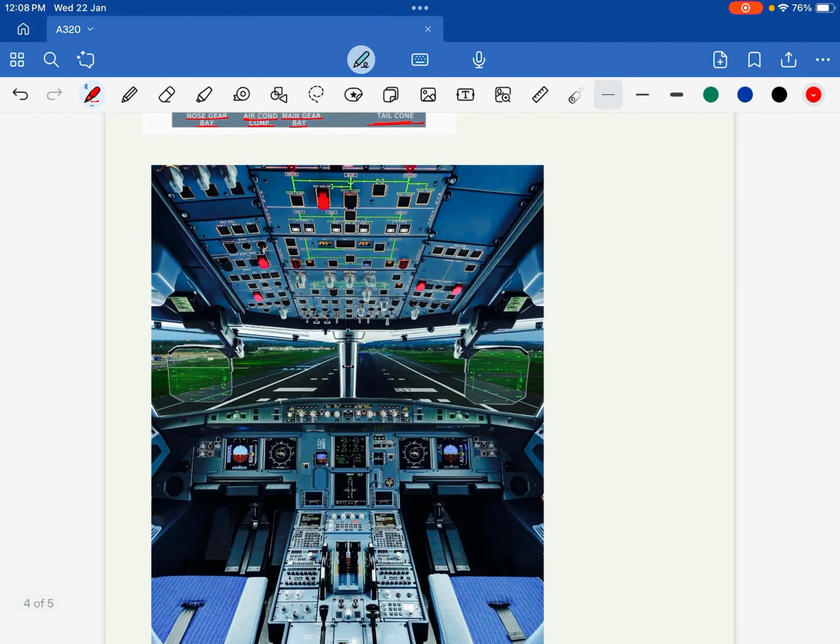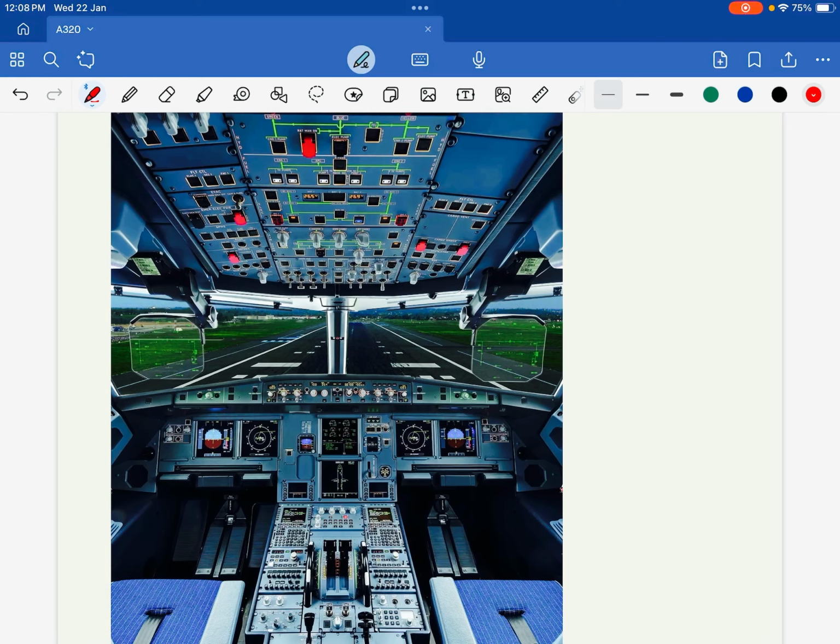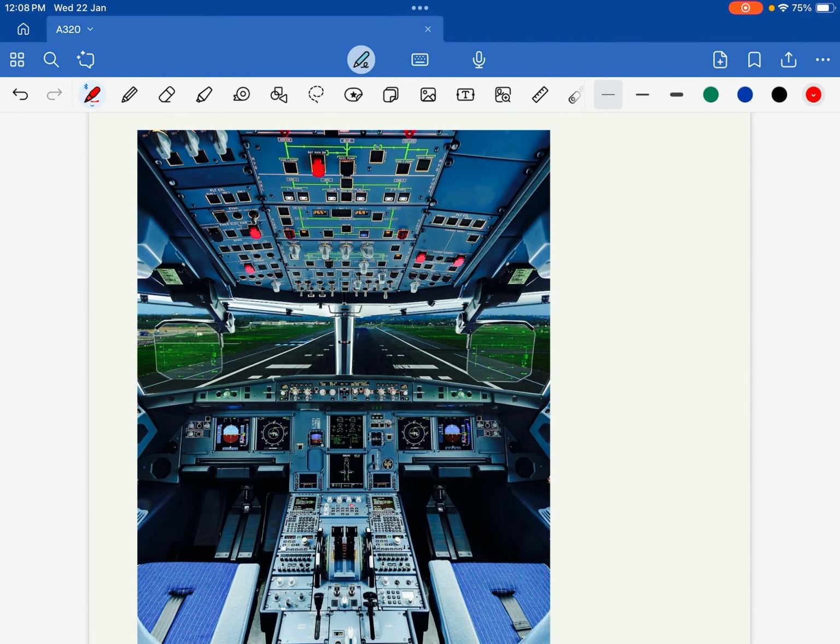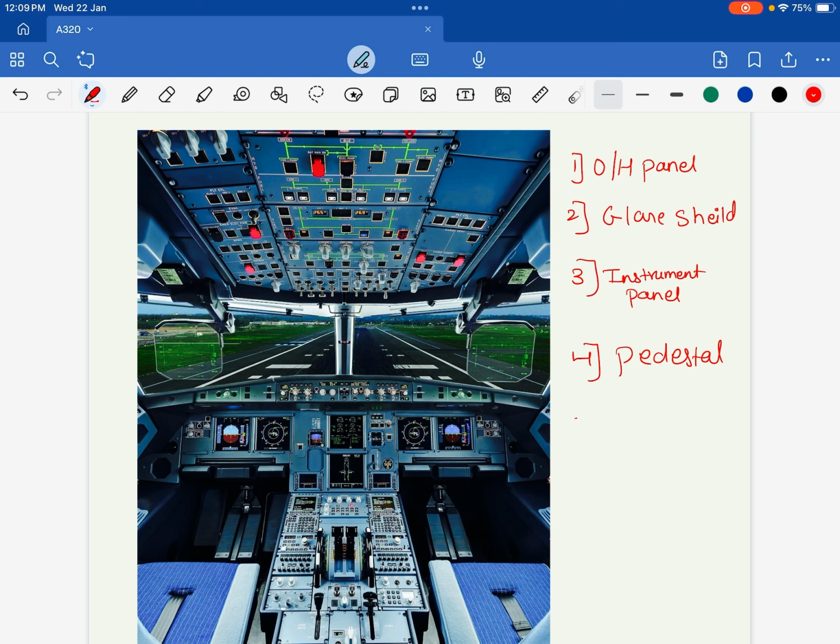Okay. Now let's move to the next part. So next part is what are the parts of the cockpit. The cockpit is divided into 5 parts. First is overhead panel. Second is glare shield. Third is instrument panel. Fourth is pedestal. And fifth is side panel, or we also call it lateral console.